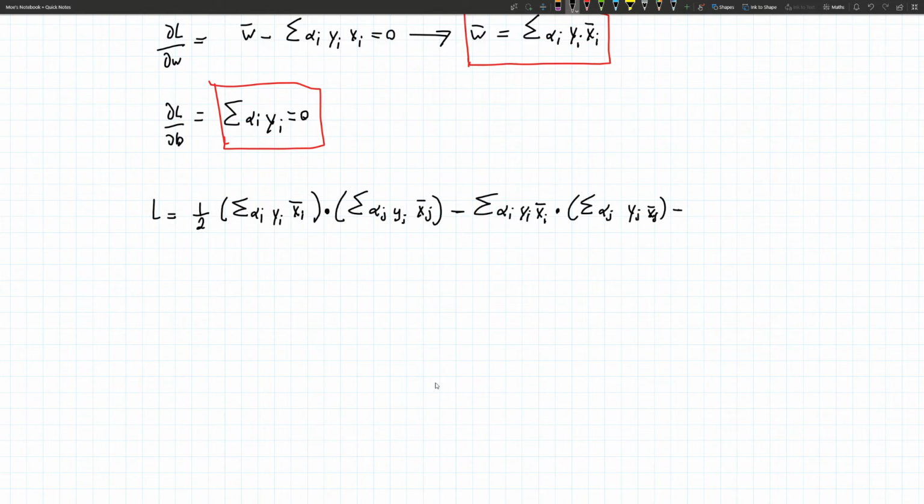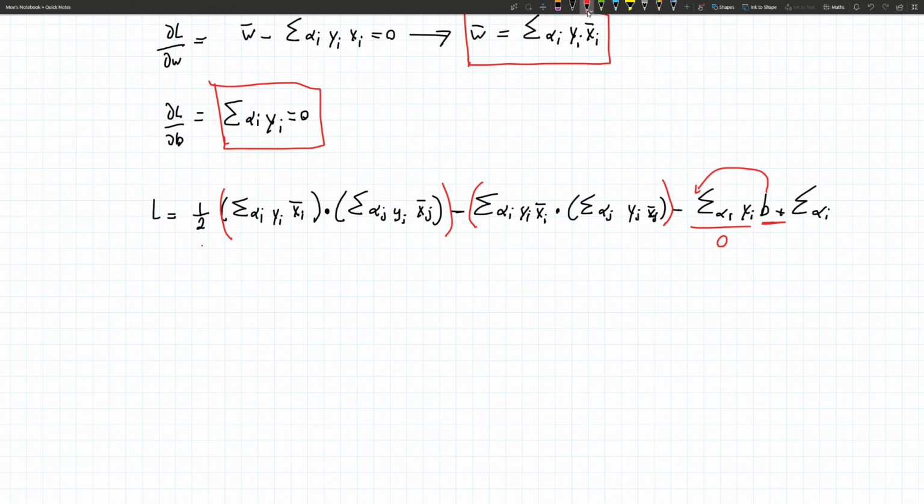Then we get the sum of alpha i y of i b plus the sum of alpha i. So we get this formulation, right? So how can we solve it? We know this b is constant, right? If we move this b here, we get this value equal to this value, which is 0. Now we get this. So these two expressions are the same.